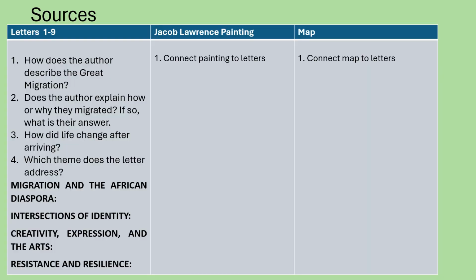Now we're going to start looking at some of the letters, and you want to recreate this chart. There are 9 letters in total. We also have a map and the Jacob Lawrence painting, but these are the questions you want to focus on. How does the author describe the migration? Does the author explain how or why they migrated? How did life change after? And which theme does the letter address?